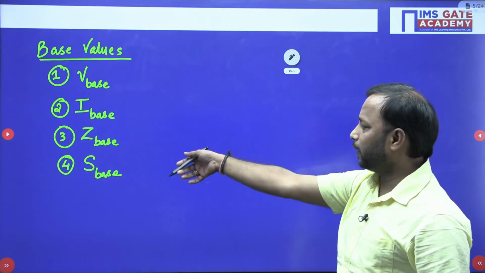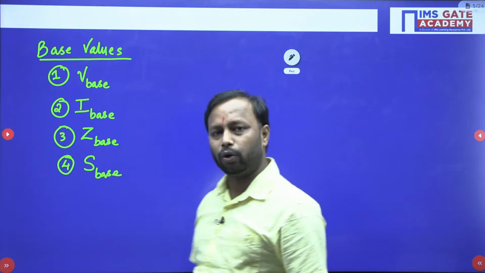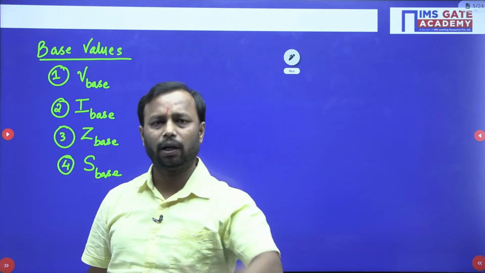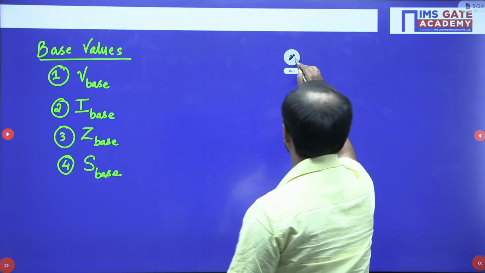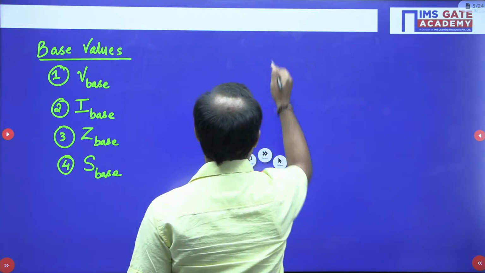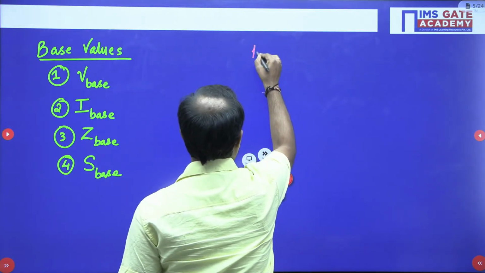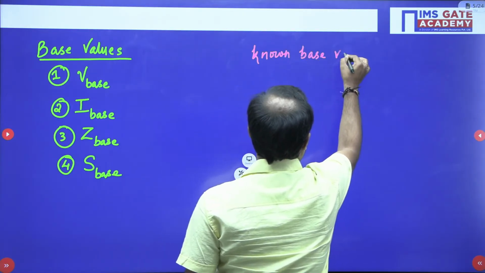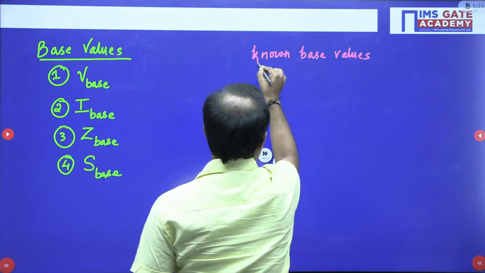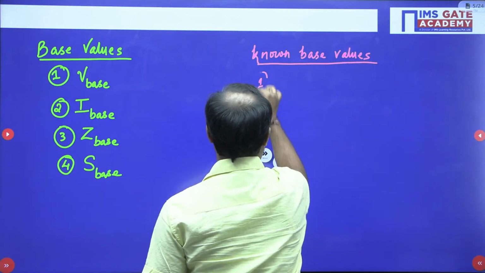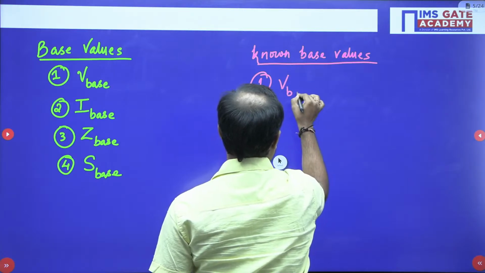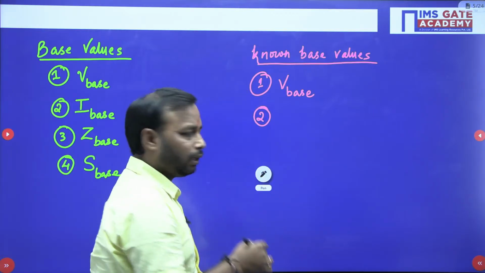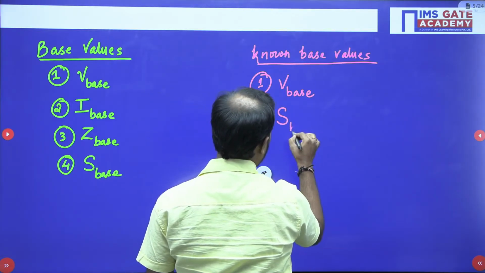Chalo. So these are the base values that we need to choose. But as I told you, we are going to provide two base values which are mentioned on the nameplate of the devices and the machines. So the known base values that we are going to have: first one, V base, the voltage which is mentioned on the device or the machine, and one more rating is mentioned, which is S base.